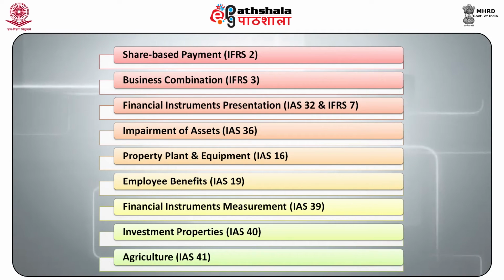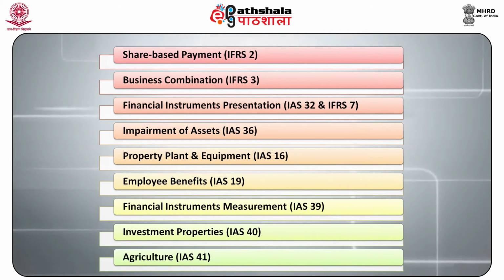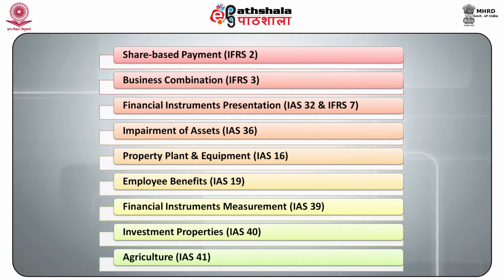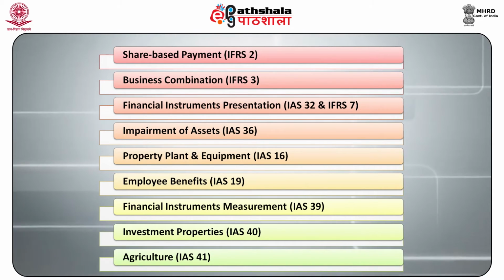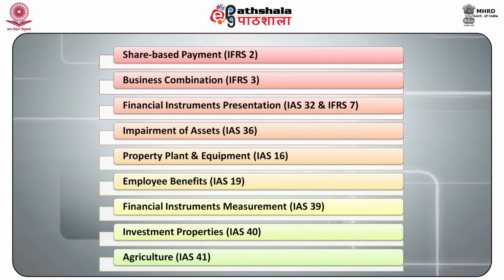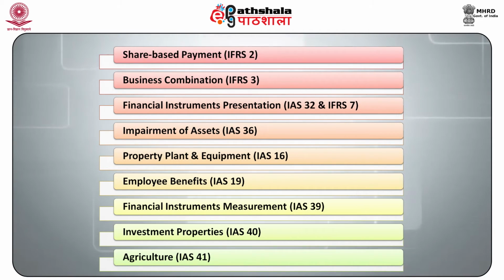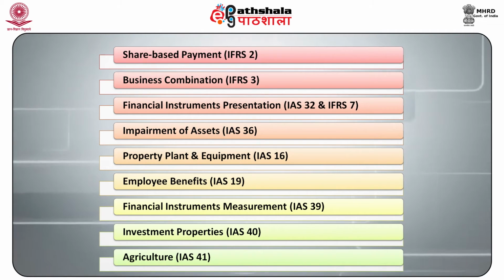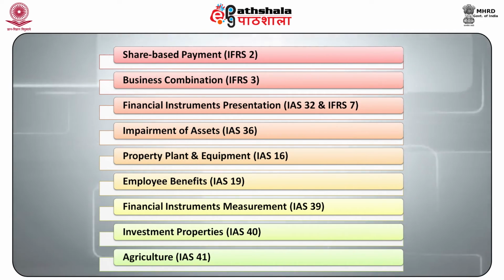Some of the standards where there will be need of fair valuation opinions are: first, share-based payment, IFRS 2; second, business combination, IFRS 3; third, financial instruments presentation, IAS 32 and IFRS 7; fourth, impairment of assets, IAS 36; fifth, property, plant and equipment, IAS 16; sixth, employee benefits, IAS 19; seventh, financial instruments measurement, IAS 39; eighth, investment properties, IAS 40; ninth, agriculture, IAS 41.